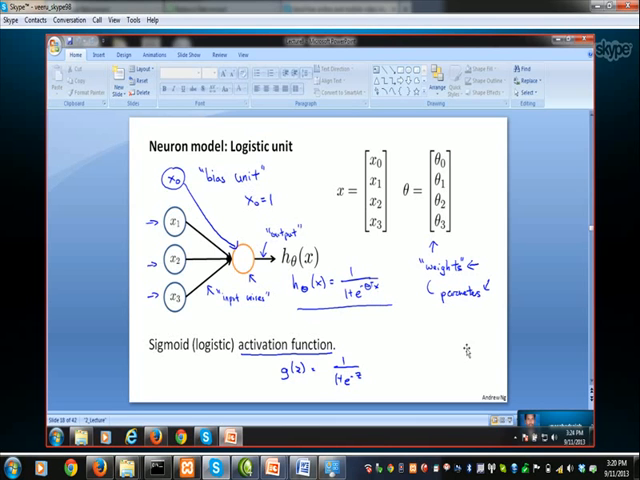Okay? So he is defining a new function. Earlier we were having only theta transpose x in linear regression, but we want this new function. That new function is defined as g of z equal to 1 by 1 plus e power minus z. He is calling this an activation function.